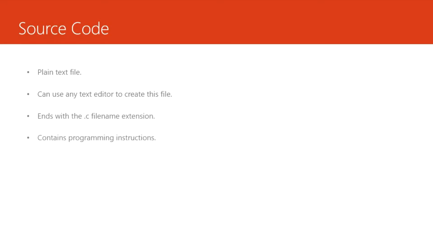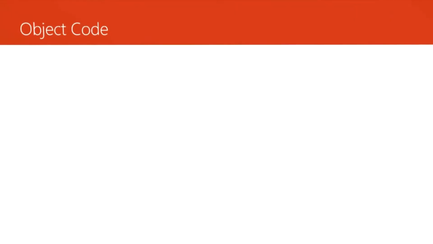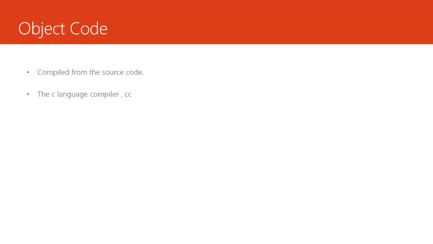The source code is then compiled into object code. The program that creates the object code is called a compiler. The traditional name of the C language compiler is CC, which stands for C compiler. The compiler reads the source code file and generates an object code file. This file isn't a program, but rather contains shortcuts or abbreviations called tokens. Object code files have a .o filename extension, and they use the same file name as the original source code file.